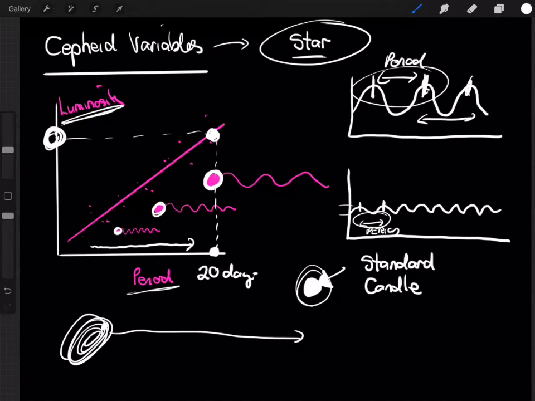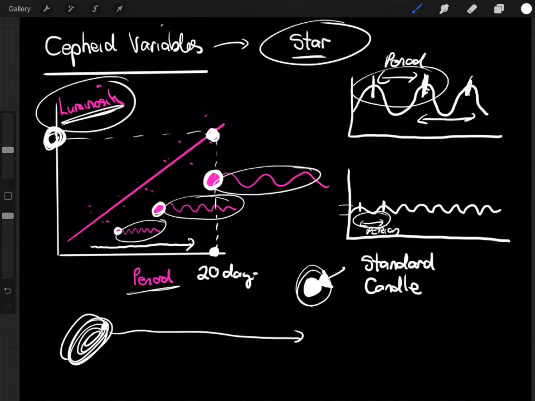So if we can find a Cepheid variable and measure its period, we can determine its luminosity. And if we know its luminosity and how bright it appears to us, because the further away you are from a luminous object, the fainter it appears, we can work out how far away it is. We know how bright it is up close, and we can see how bright it is from our observational position.